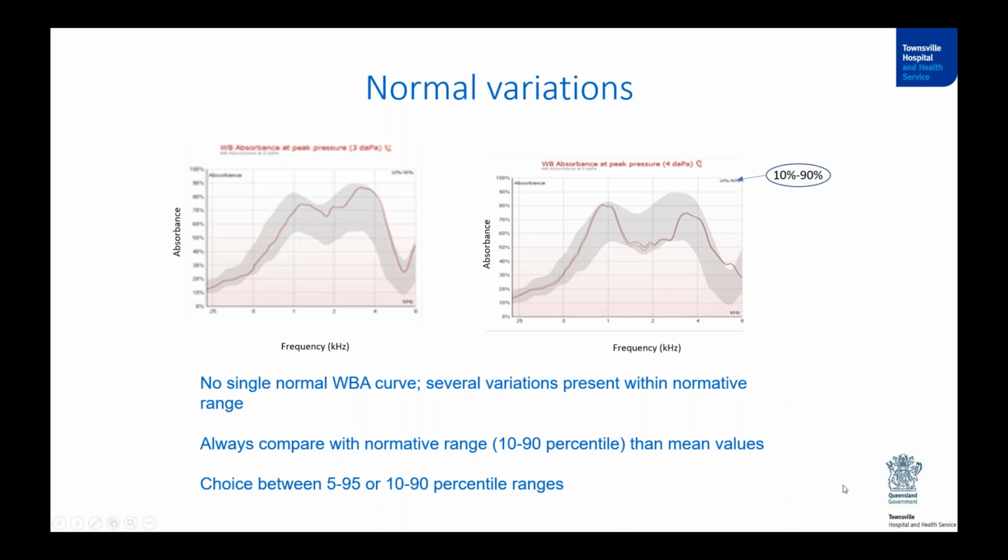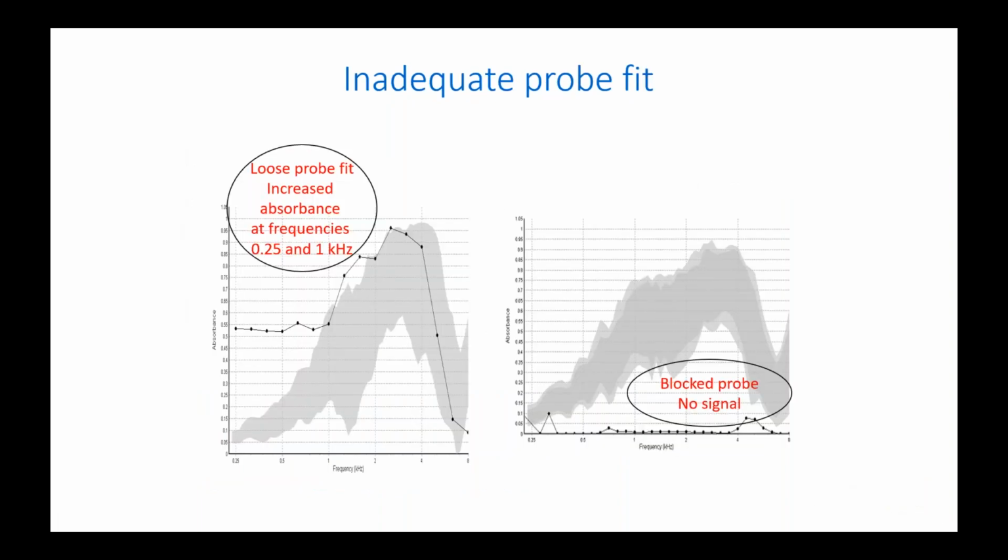The other thing you need to be careful about is the probe fit. Sometimes if there's a loose probe fit, you can see a lot of absorbance in the low frequencies. Usually anything above 60% absorbance in the low frequencies is considered abnormal.